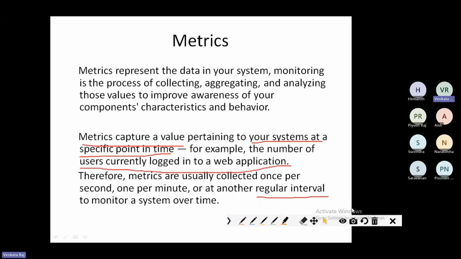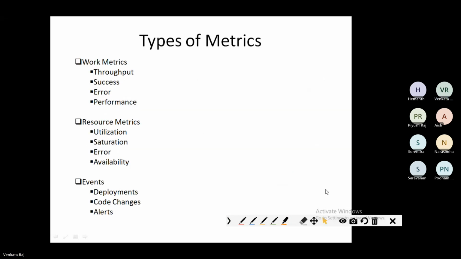Now, as I was telling you guys, our metrics are of different types. The first one is work metrics, or the application metrics. The application is doing the work for us, right? The application metrics. So, what is the throughput?